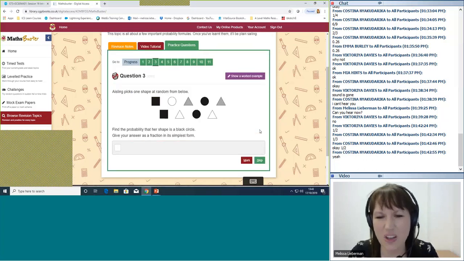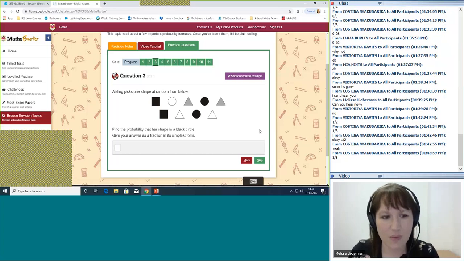Let's have a look at another one. I think these get progressively more difficult. So Aisling picks one of the random shapes below. Find the probability that her shape is a black circle. So how many black circles are there altogether? And how many shapes are there altogether? It's a little bit like asking what fraction of these shapes are black circles. So have a think about it.